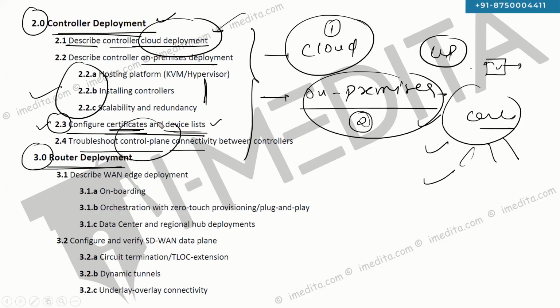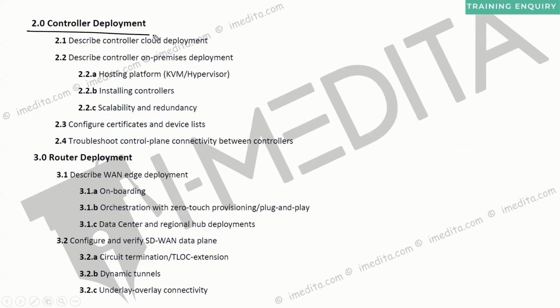And if the connection is not building up, then we will try to troubleshoot. We will talk about some general commands that we are going to use to troubleshoot the connectivity between the controllers. Right. So this section number 2 is specifically going to focus on the controller deployment. And similar to that, the third section is going to focus on the router deployment.